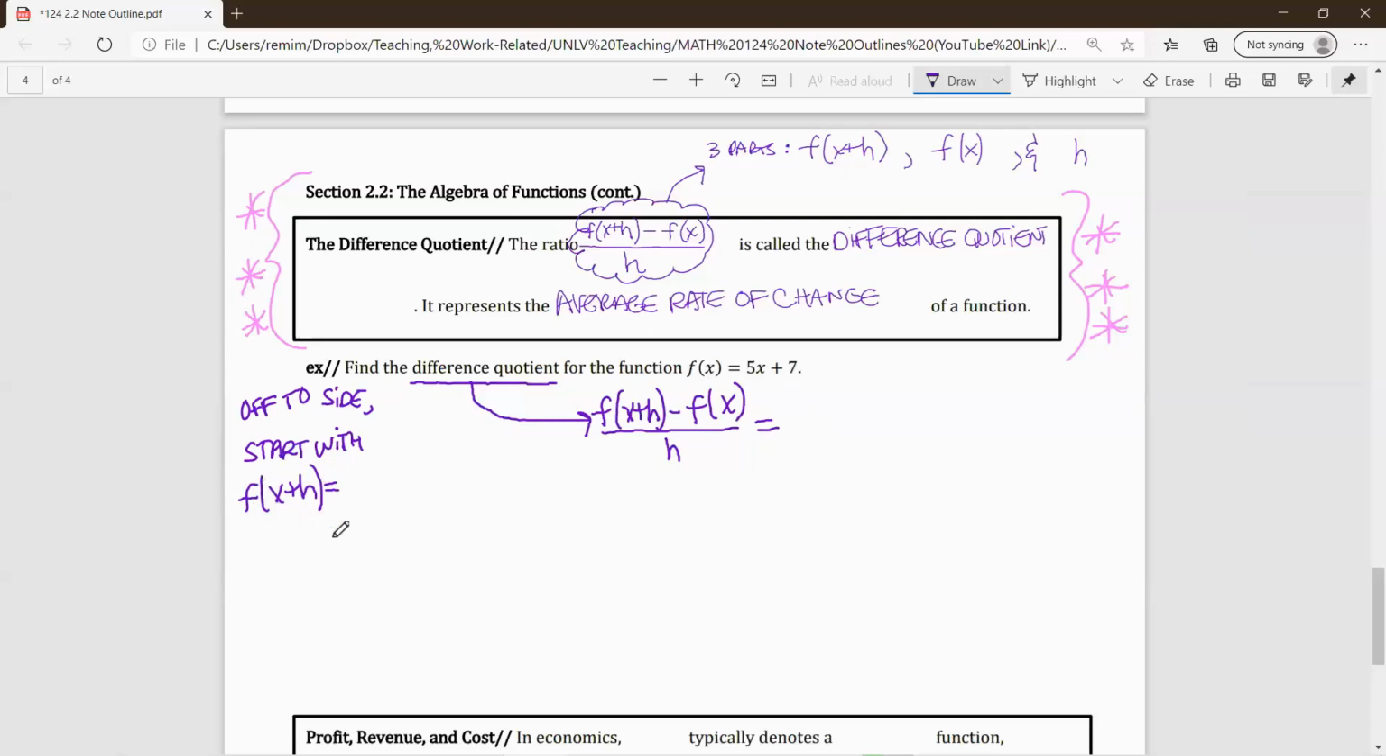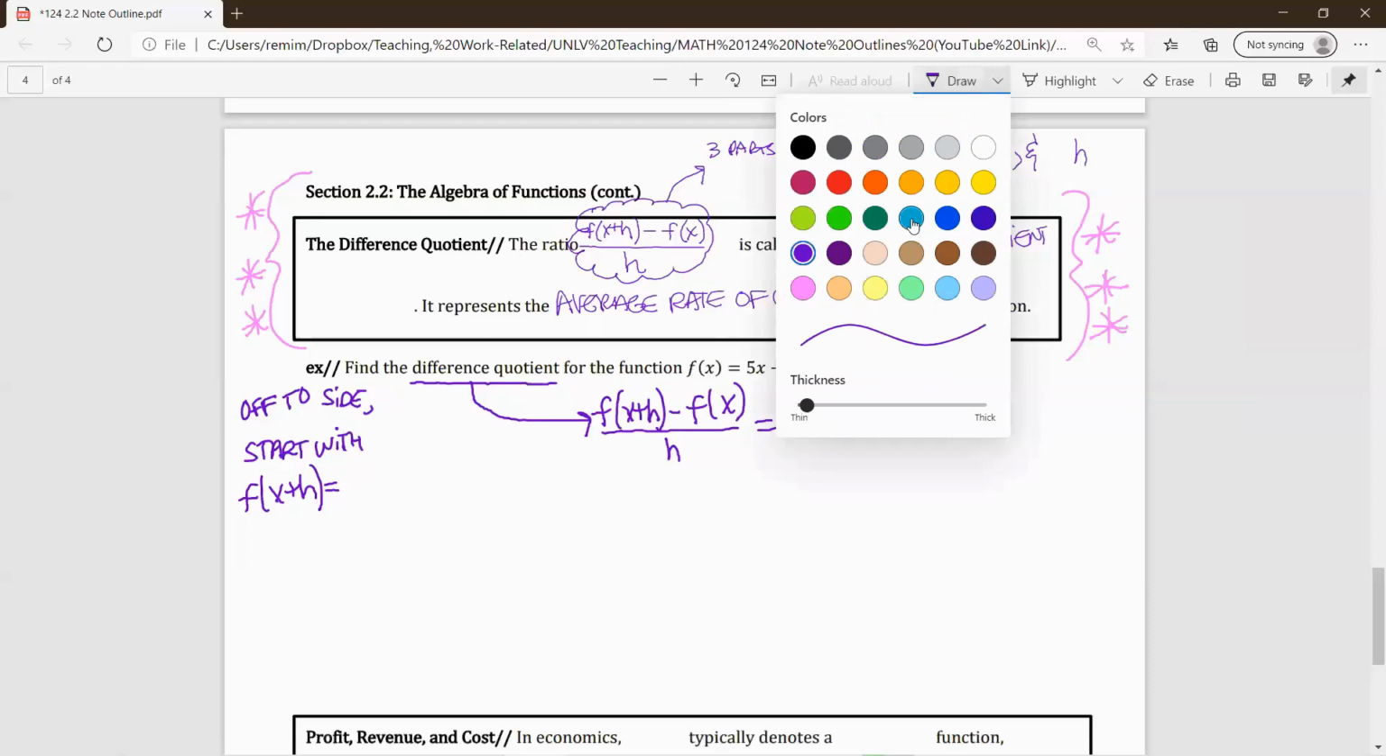And sometimes when people see this, they get freaked out. You guys actually already know what to do with this. And to show you that, I'm going to do a little side example real quick.